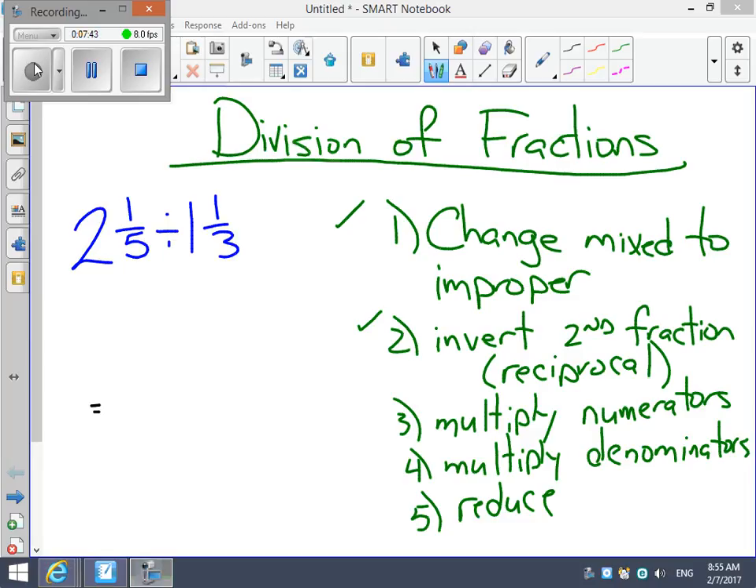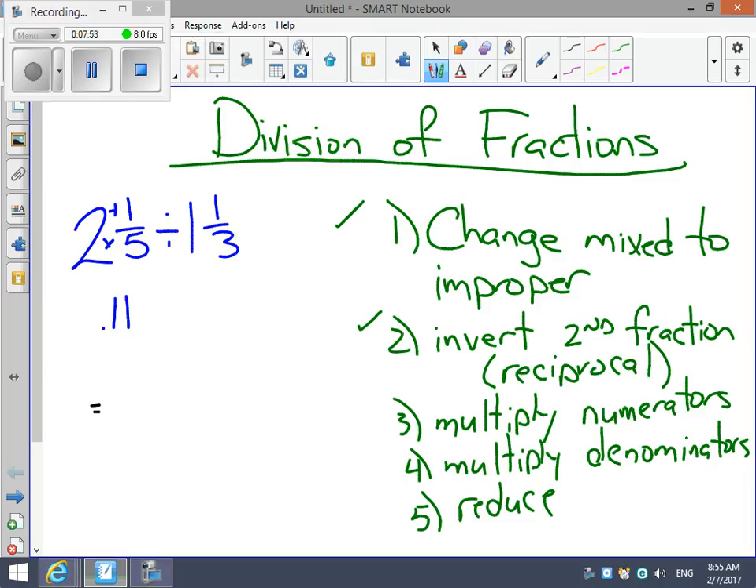All right, so here's our last one, and I'm going to let you practice it today. You're going to change your mixed to improper. And here is our mixed fraction. You know, we multiply the bottom and add the top. So 5 times 2 is 10 plus 1 is 11 over 5. We might as well write it down just the way we see it. Anyhow, this is going to be 4 over 3.